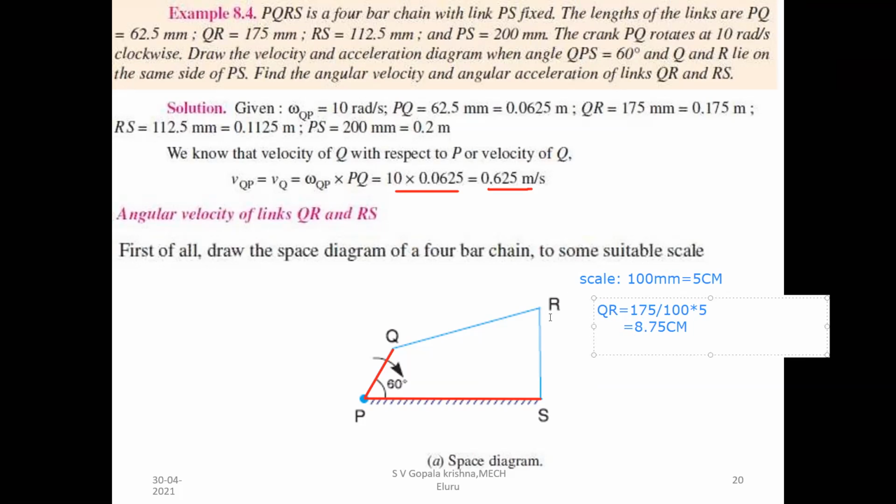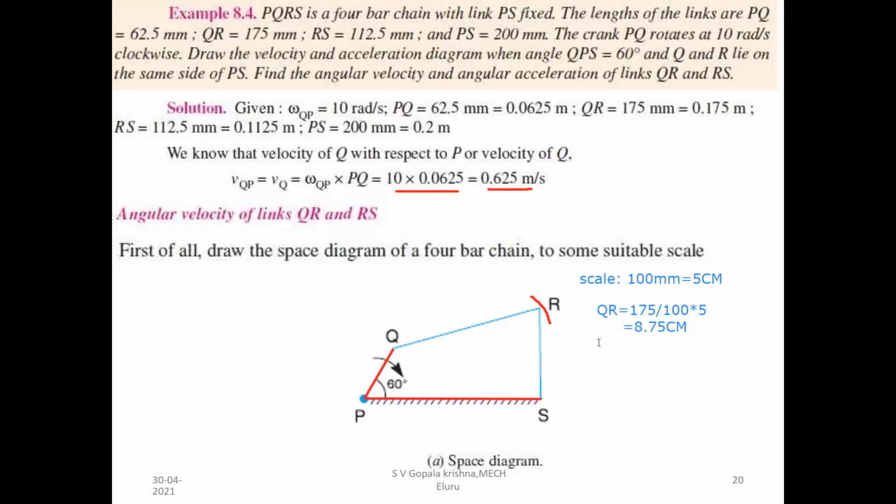How much? 8.75 centimeters. You will take the compass and arrange the distance of 8.75 centimeters and draw the arc. That is required. Just draw the arc. Later, the RS value is also there, and again you have to find out how many centimeters are required.